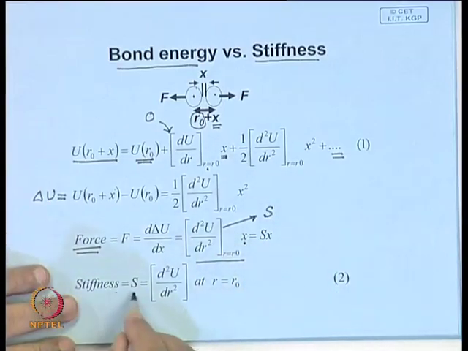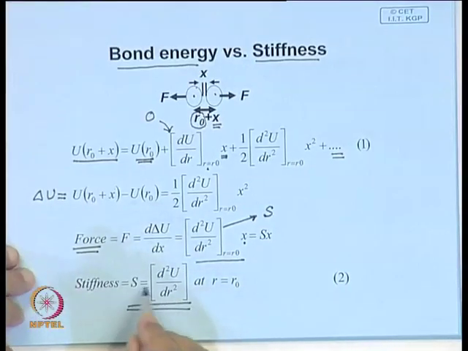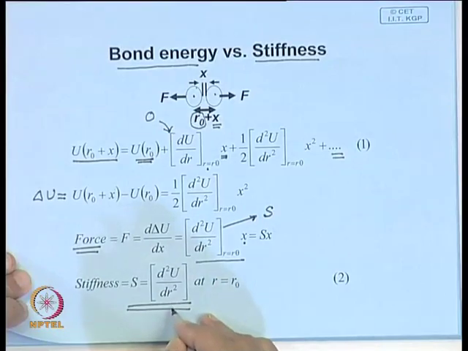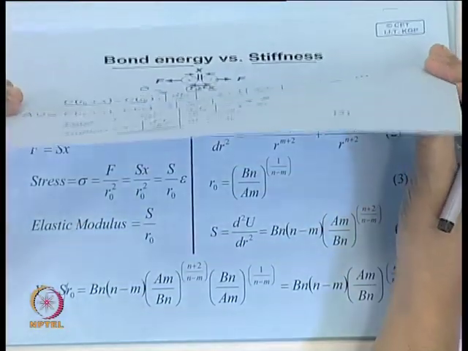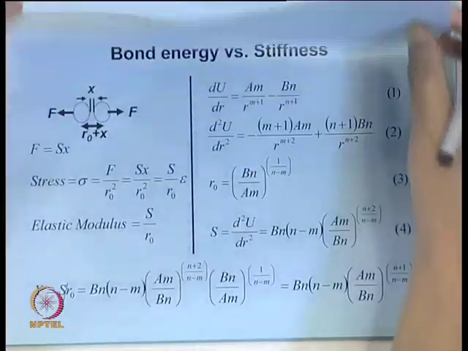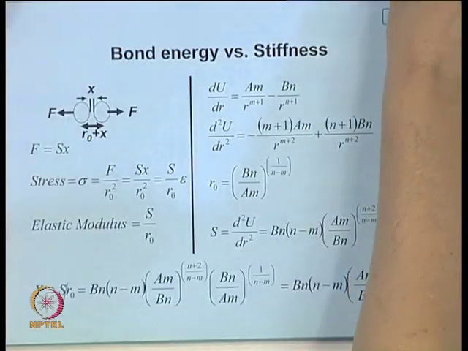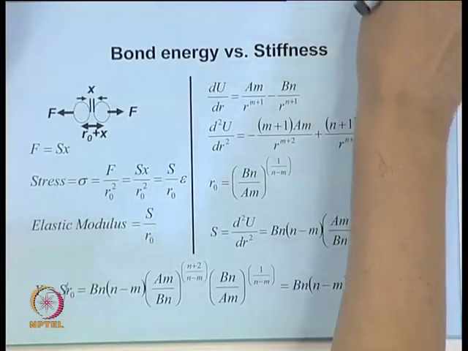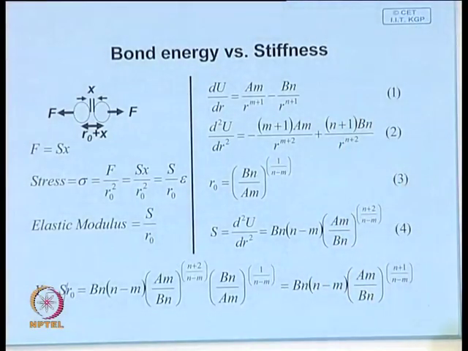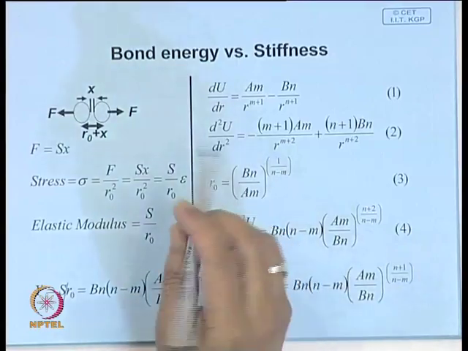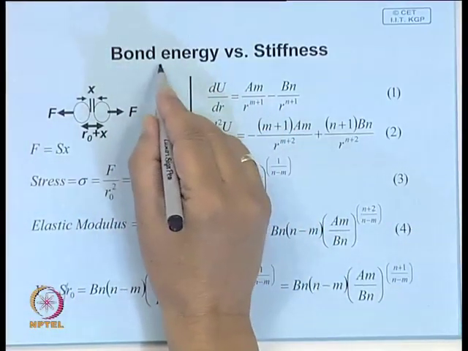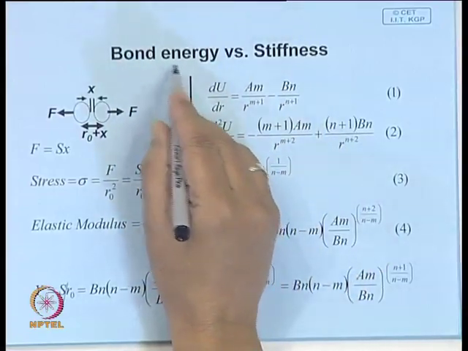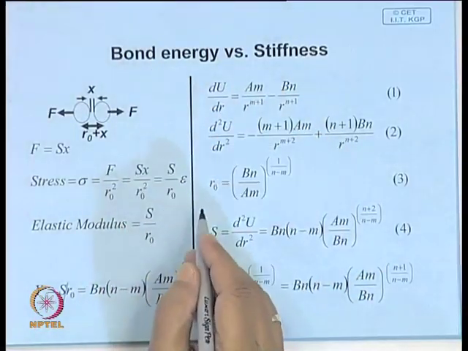So, therefore, stiffness, the relationship between stiffness and u is given by this, and I wanted you to go through this and derive a relationship between bond strength or bond energy and stiffness.